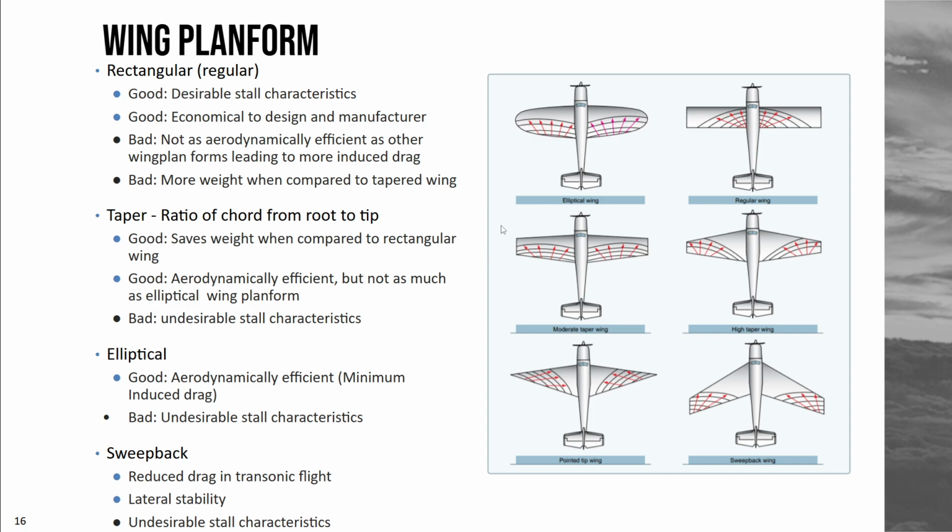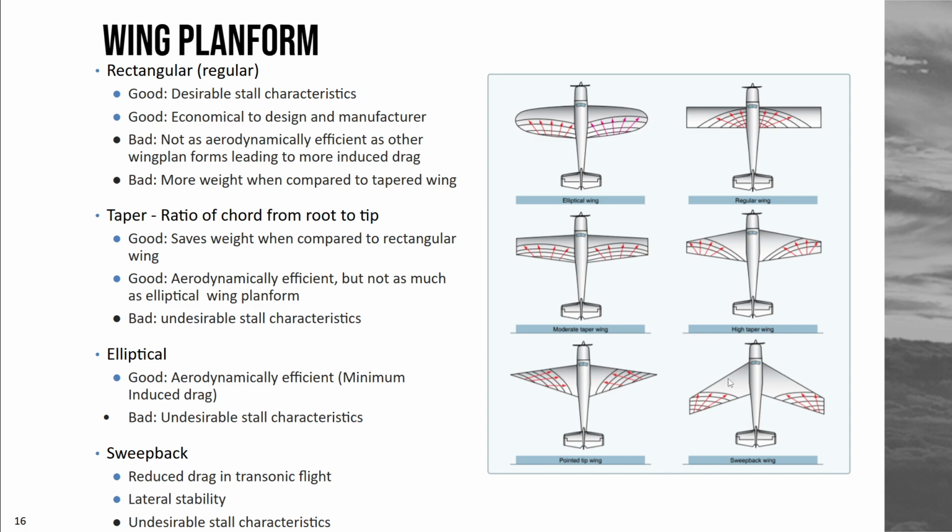Next is our elliptical wing. That's this wing right here, the rounded wing pattern. You see it on a P-51 Mustang. It's very aerodynamically efficient, meaning there's minimum induced drag. The bad is it has undesirable stall characteristics, so we don't get the desirable stall characteristics and the stall warnings we get from the regular wing.